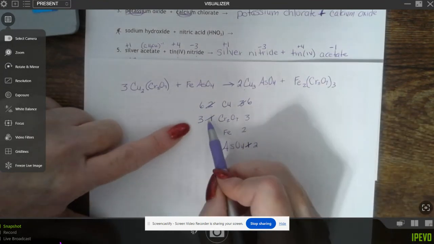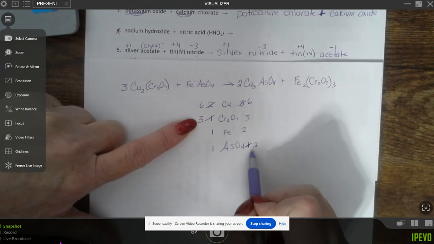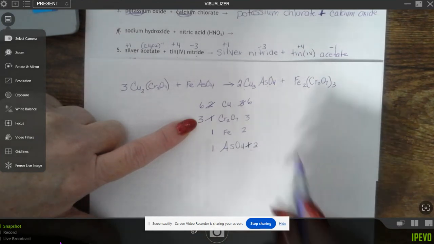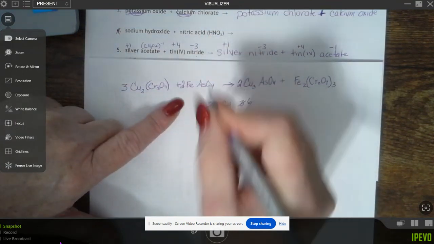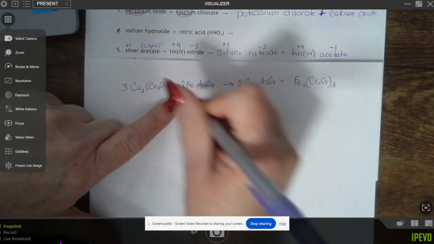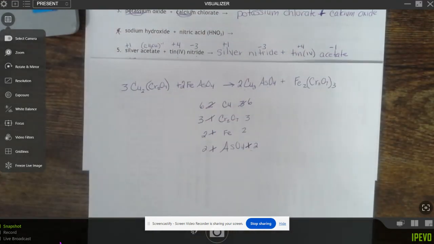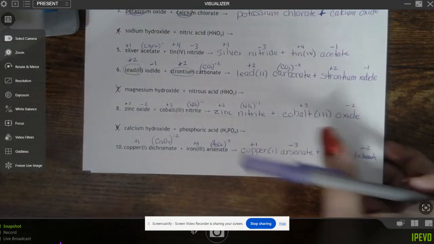All right, so my copper and my dichromate are balanced. My iron and my arsenate are not. But that one's not terrible. If I put a 2 here and a 2 here, 2 there gives me 2 of these and 2 of these, and I am now balanced. All right. We're almost there.